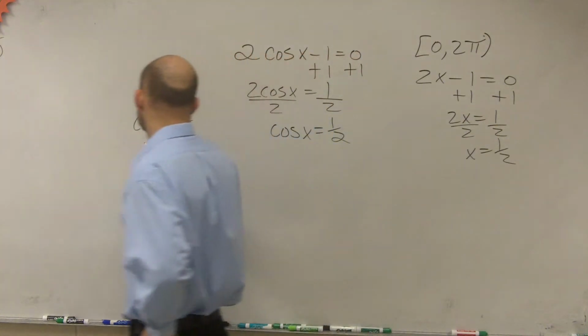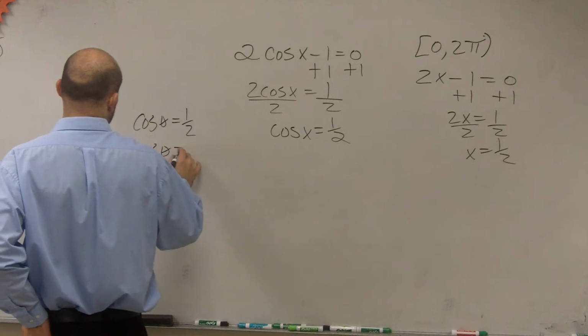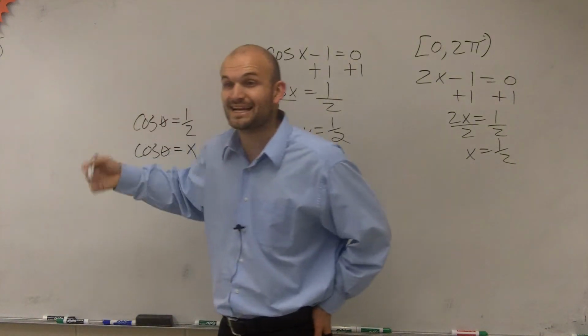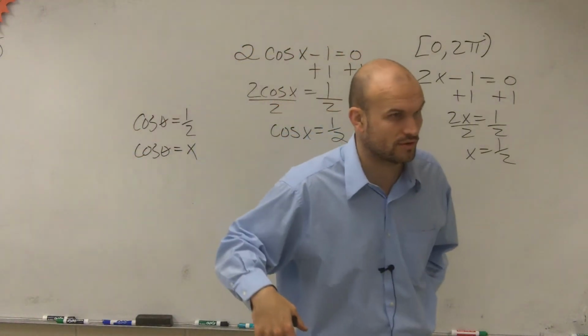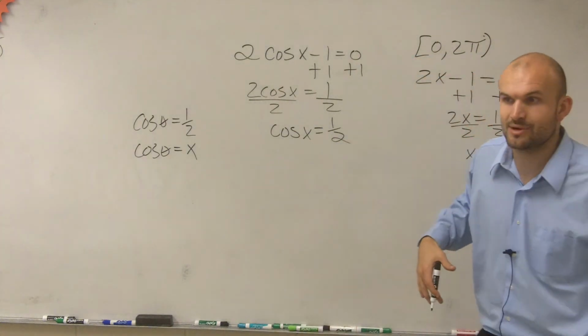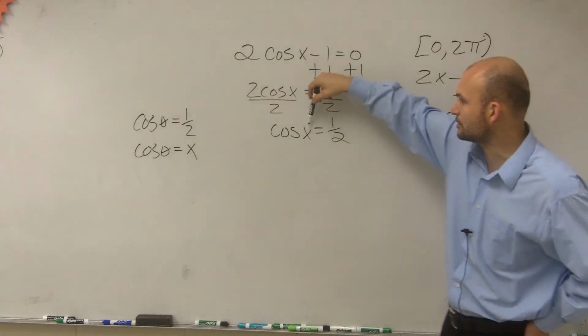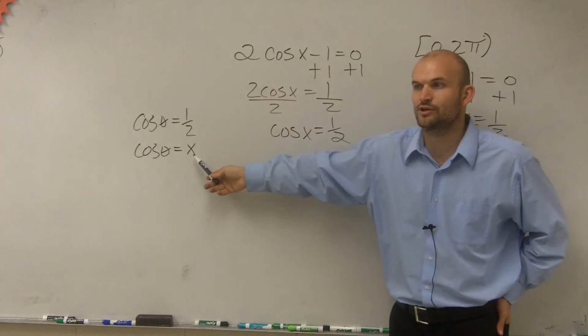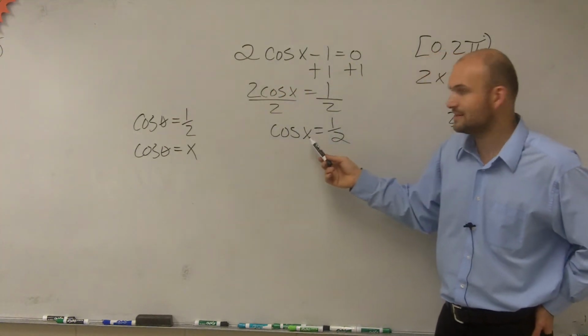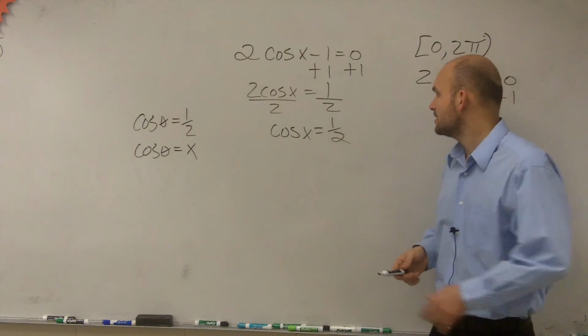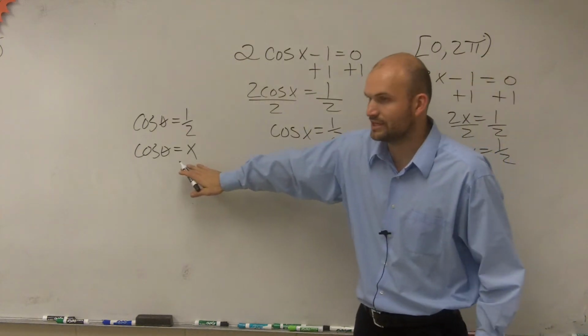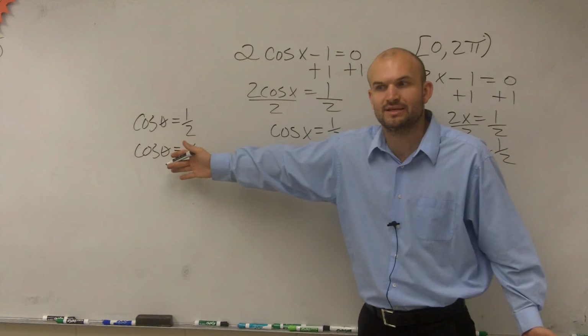So then we started thinking, oh okay, well that means cosine of an angle, remember, was equal to the x-coordinate on your unit circle, right? When we were talking about the unit circle, cosine of theta was equal to your x-coordinate on the unit circle. I don't want you to confuse these two x's. This is dealing with the x-coordinate on the unit circle. This is actually our variable in the problem.